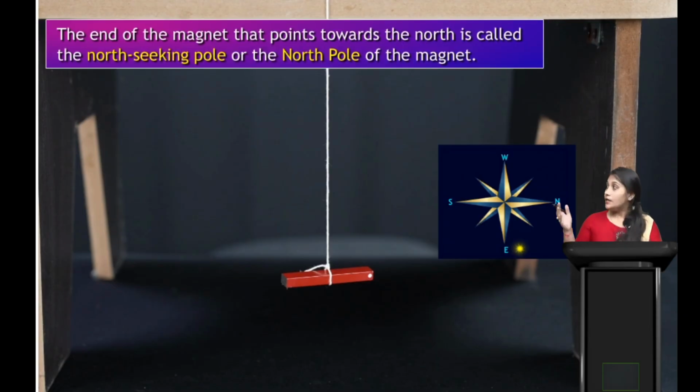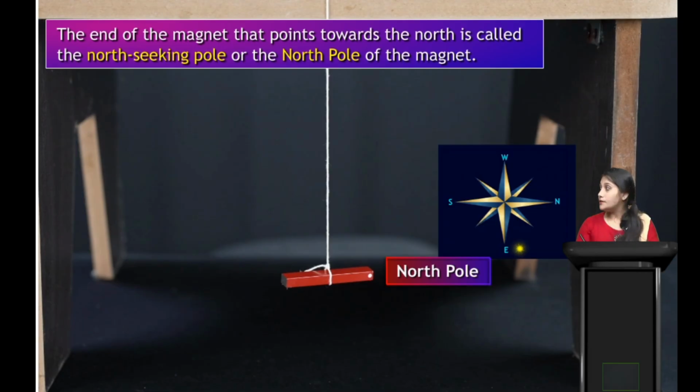See, the end of the magnet that points towards the north is called the north-seeking pole or the north pole of the magnet. Means the end point of the magnet. Suppose this is the end point of the magnet. So if that end point is directed towards the north, we will call this one the north pole of the magnet. Or if it is directed towards the north direction, we will call it the north-seeking pole.